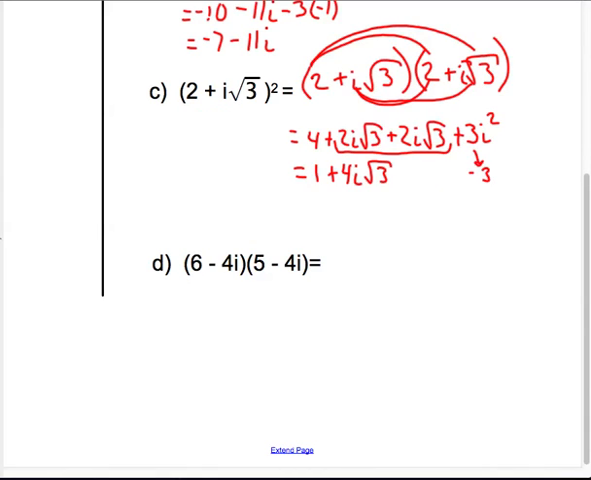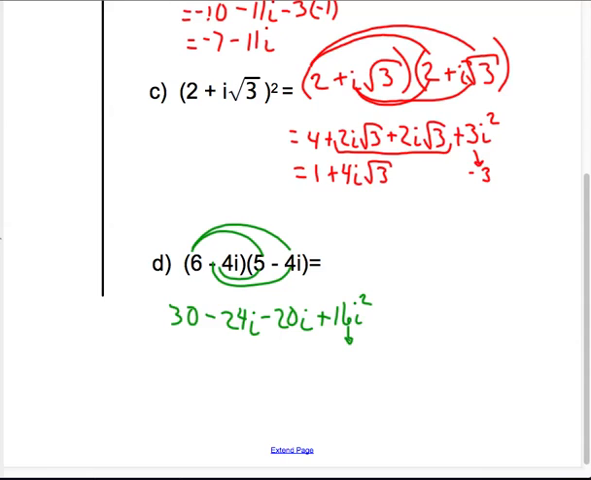And another example on the last one, this time we've got some subtraction, so we've got 6 times 5 gives us 30. 6 times negative 4i is negative 24i. Negative 4i times 5 is negative 20i. And negative 4i times negative 4i is positive 16i squared. But that i squared is a negative 1, so this is really negative 16.